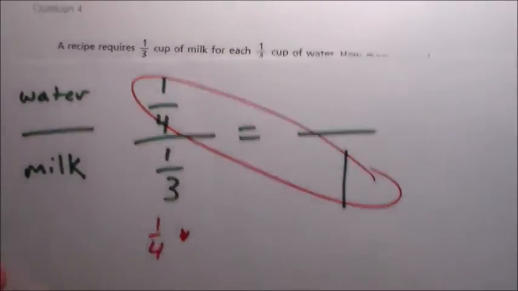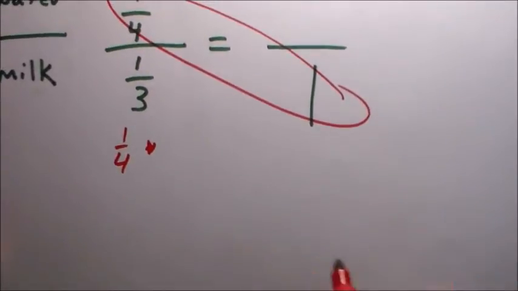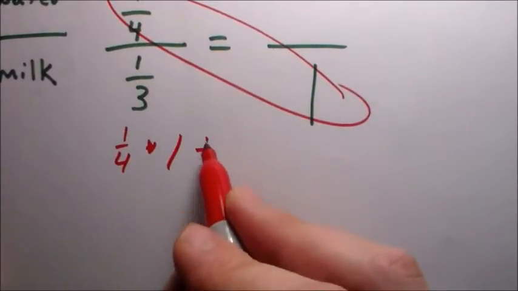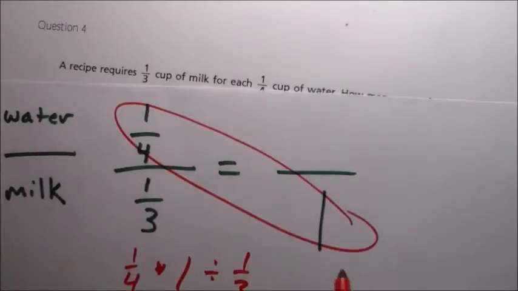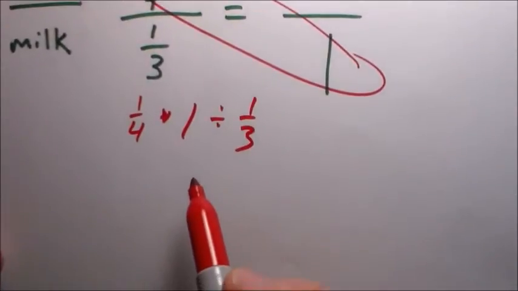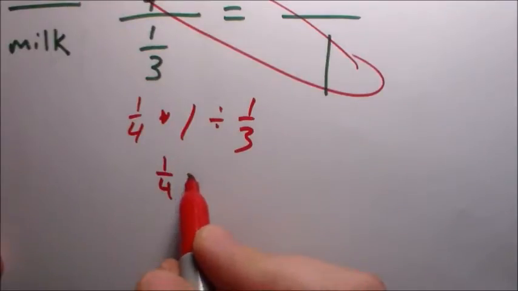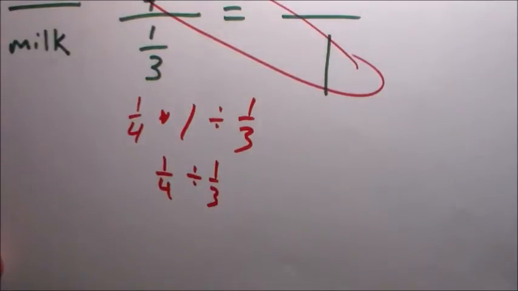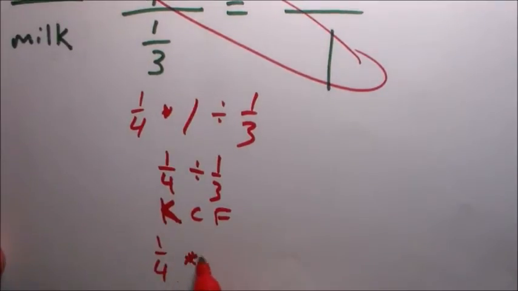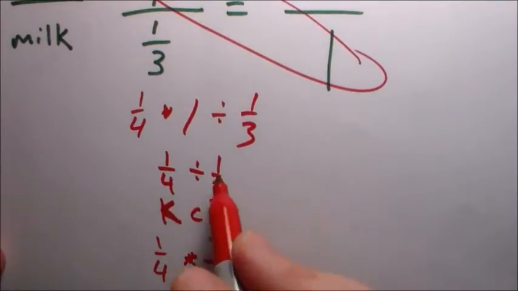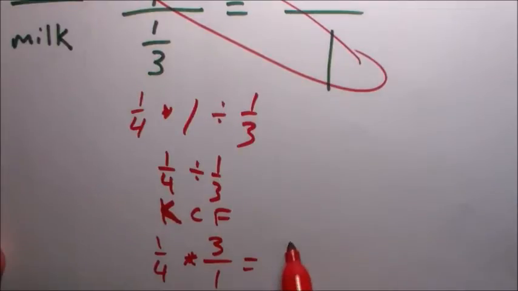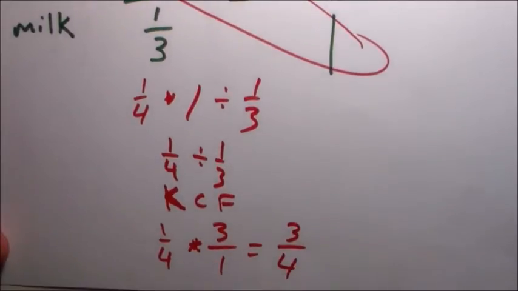Let's do it so we can see it. 1/4 times 1 divided by 1/3, right? Because you cross multiply and divide. So 1/4 times 1 is just 1/4, divided by 1/3. Well, how do we do that? Let's keep, change, flip. We keep, we change to multiplication, we flip. 1/3 becomes 3/1. We multiply through and we get 3/4.